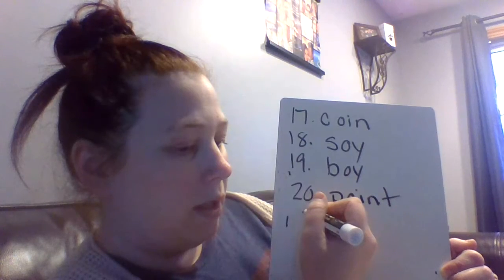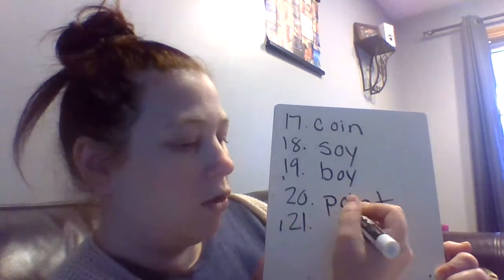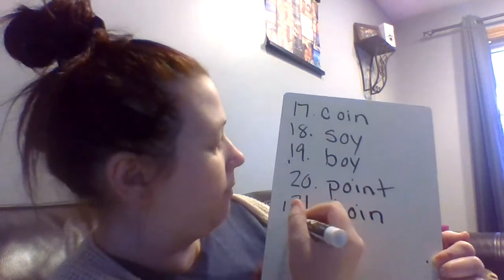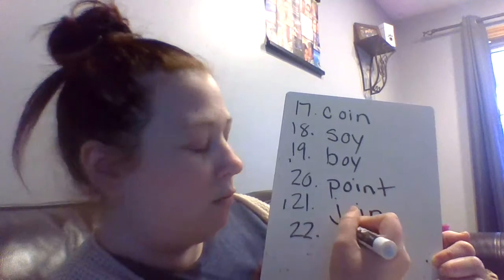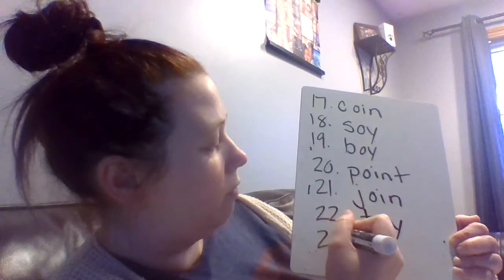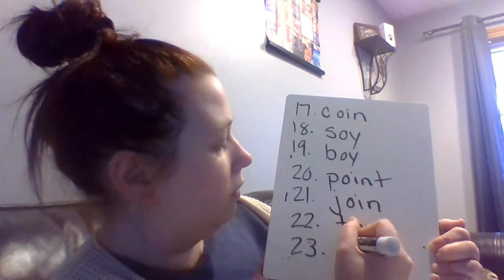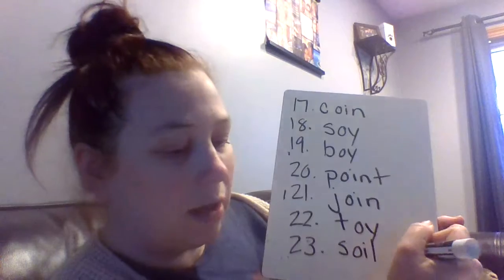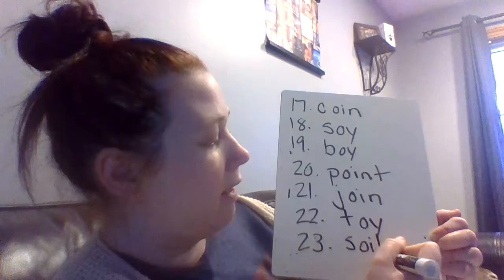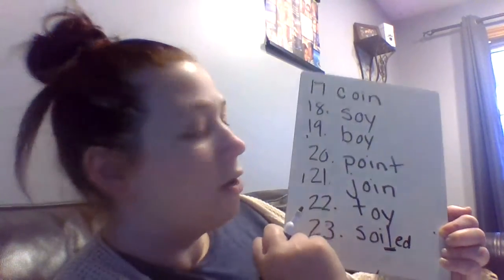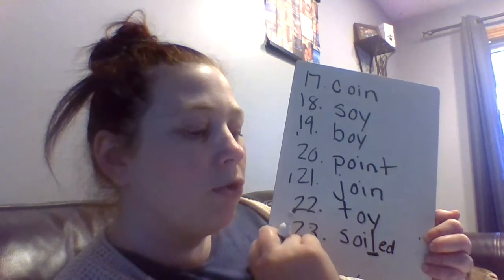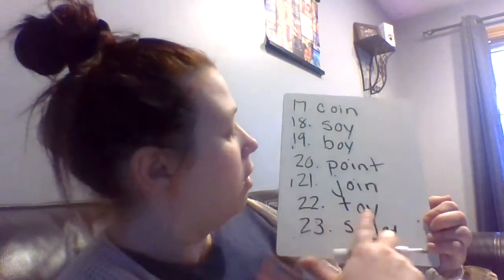And number 21 is join. Again, in the middle, so it's that O-I. Number 22, we have toy. T, it's at the end, so we know that's the O-Y. 23, we have soiled. Again, it's in the middle. Even though we have that ed suffix there, we still have that L in between, so that's soiled. All right, make sure you have those down. Now we have a couple pictures. We have a picture of a coin, a boy, and a toy. So make sure you draw a line to the pictures that match those items.